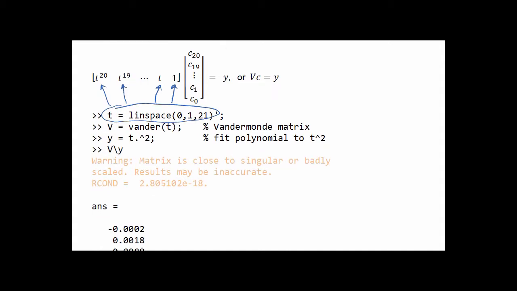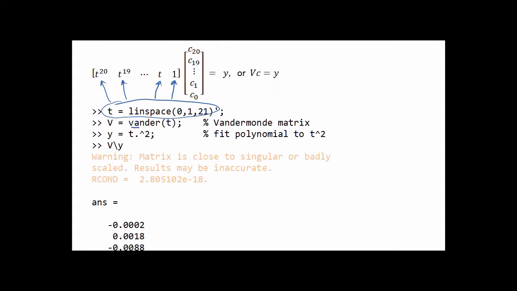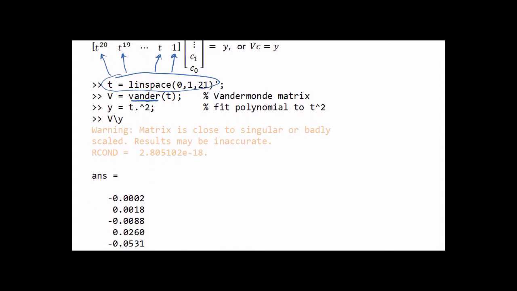Then that system VC equals Y defines the coefficients of the polynomial which interpolates the data Y. So here we're going to use vander in MATLAB to compute the Vandermonde matrix. And then we're going to fit to the data T squared. Well, if we're fitting a polynomial of degree 20, C20 T to the 20, and so on, plus C2 T squared, plus C1 T, plus C0, and if that's supposed to approximate the polynomial T squared, we can do that exactly. We should get C2 equal to 1, and all other C sub i's equal to 0. That's a perfect fit. So that's the exact solution.